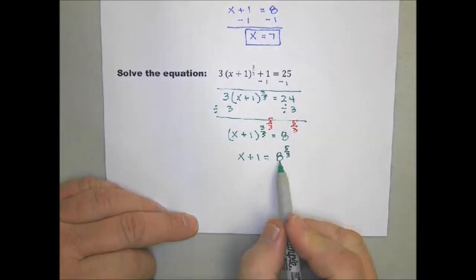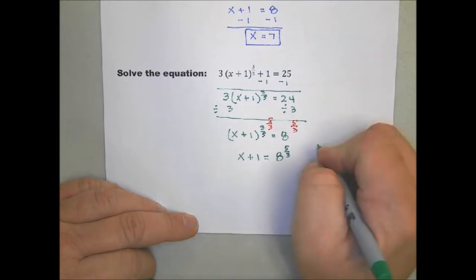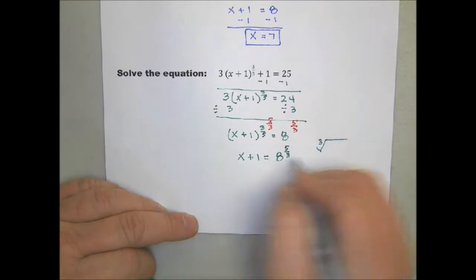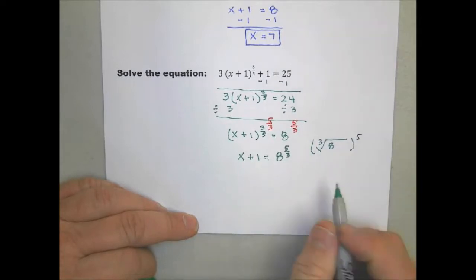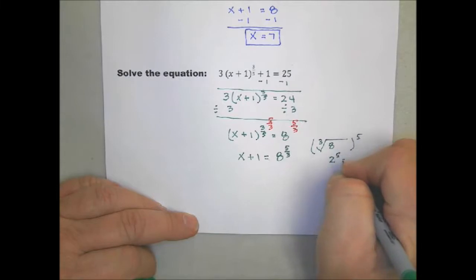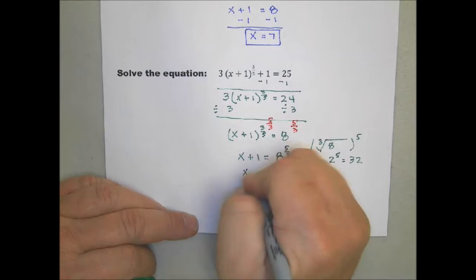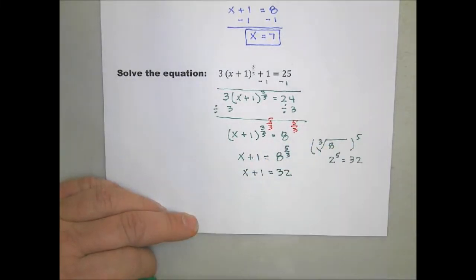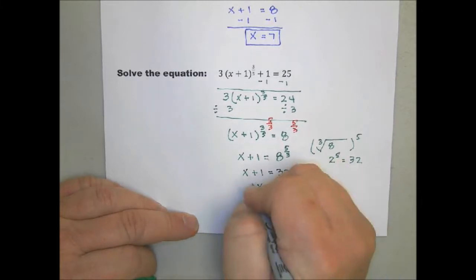Now it's time to simplify this to see what it really is. 8 to the 5/3 power is the same thing as the cube root of 8 raised to the 5th. Well, the cube root of 8 is 2. 2 to the 5th is 32. So x plus 1 equals 32. Now subtract 1 and you get x equals 31.